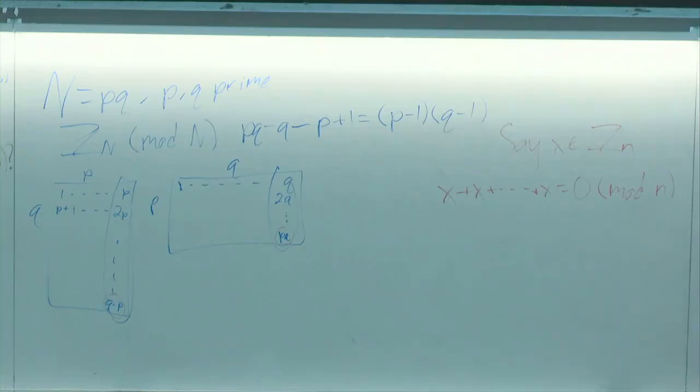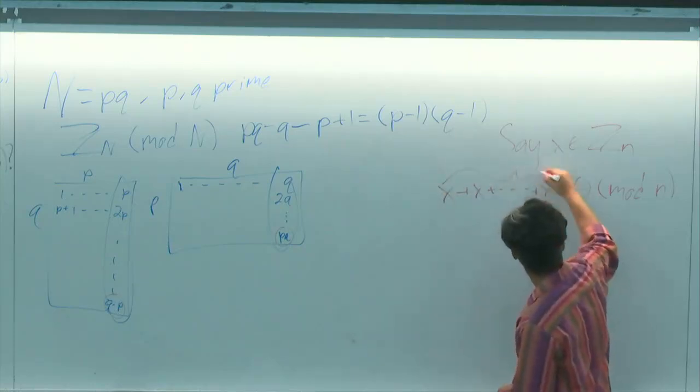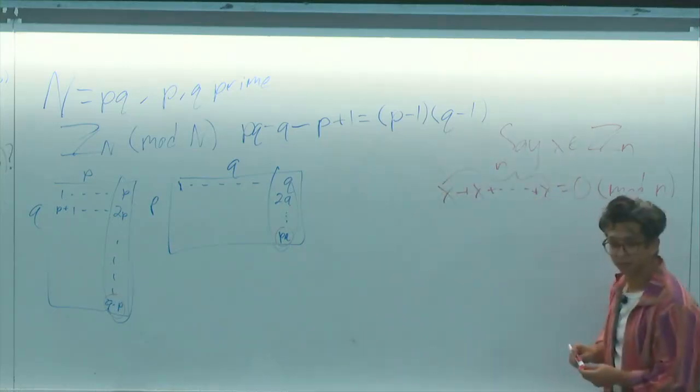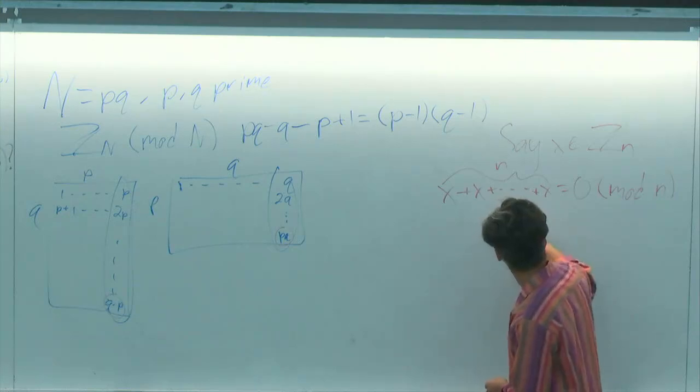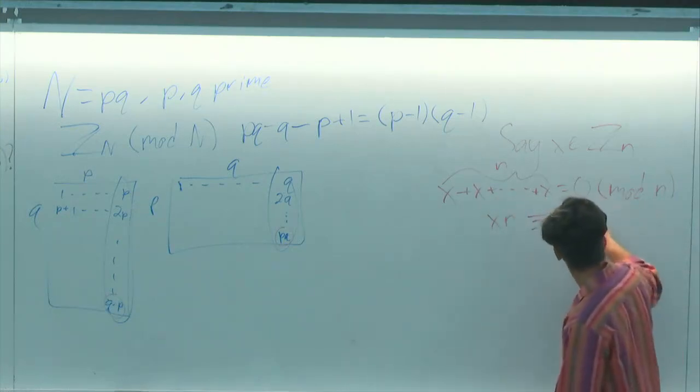Yeah. N times, OK. So if we add it n times, that's really x times n, which mod n is always going to be equal to 0.